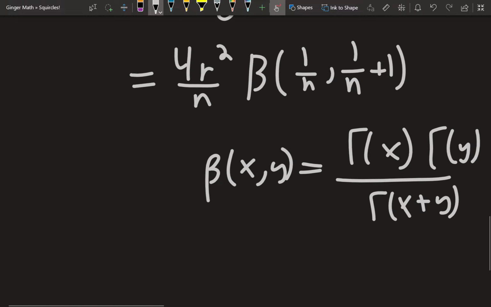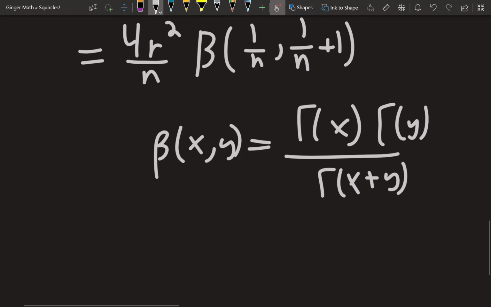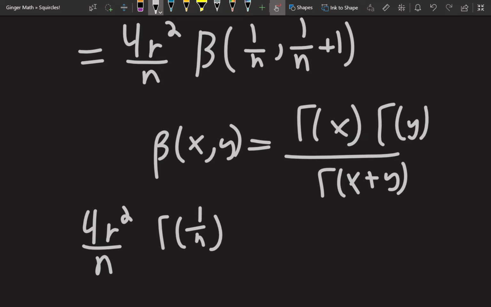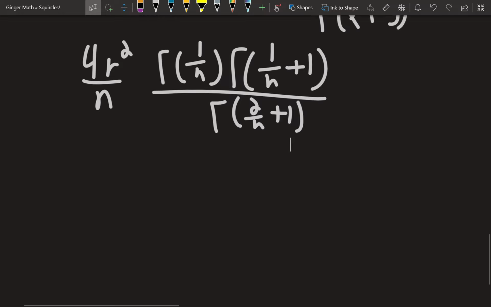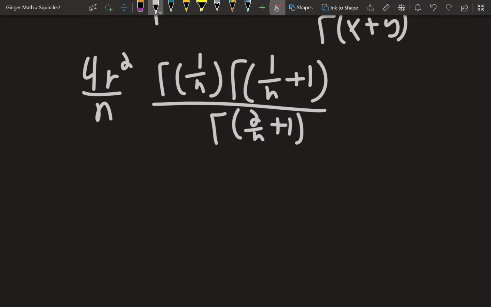So, using our new identities, we're going to have 4r squared over n times gamma of 1 over n times gamma of 1 over n plus 1 over gamma of 2 over n plus 1. I can squeeze it in at the bottom. Alright, this is our area of a squircle.